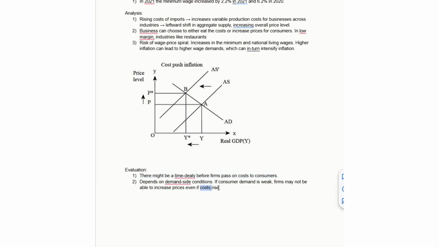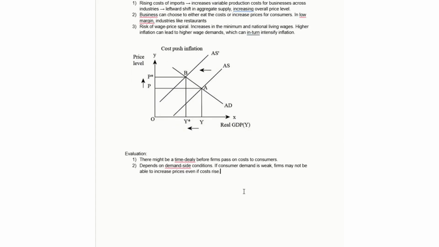Also pointing out that this depends on demand side conditions. So here I've drawn the ASAD diagram like aggregate demand is just staying the same. But if you had a decrease in aggregate demand that came at the same time, that would reduce the pressure on the price level. Like the price level may not go up, or it may go up by less.